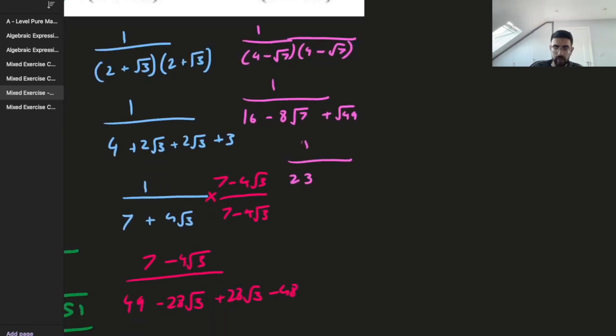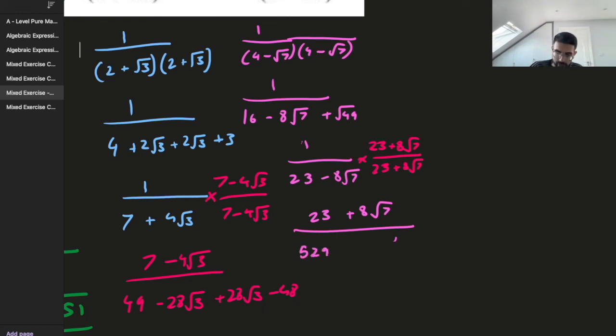minus 8 root 7. So I'm going to be multiplying this by my complex conjugate, which is going to be 23 plus 8 root 7, 23 plus 8 root 7, like this. And now all I need to do is continue with this question. So I'm going to get 23 plus 8 root 7. And then on the bottom, it's going to be a big number, 529, if I do 23 times 23, minus 448, which means that I will get 23 plus 8 root 7 over 81. And that is my final answer.